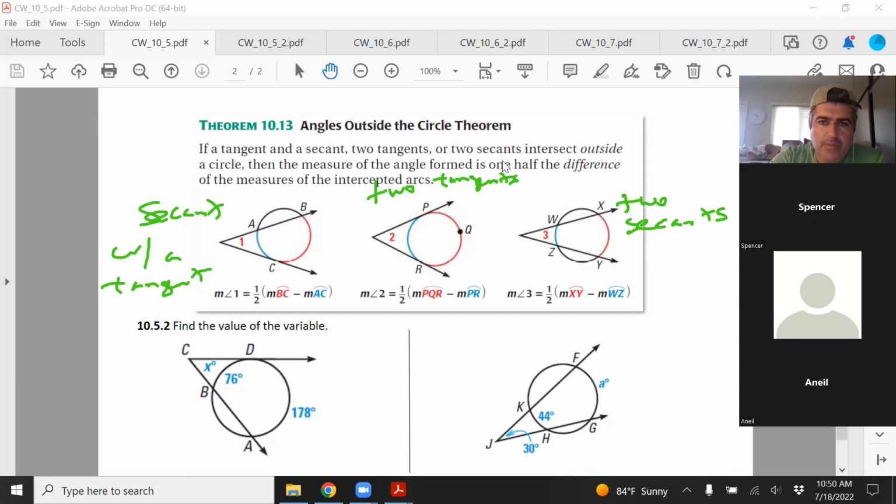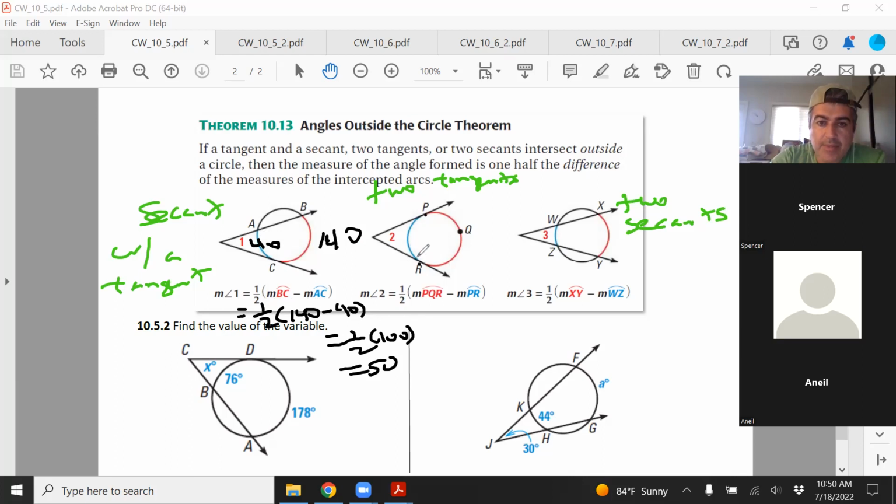Okay, so BC minus AC. For example, this were like, say, I don't know, 140, and this were 40. If you took the difference between those two, that'd be 100. Half of 100 is 50. So angle one is 50 degrees.